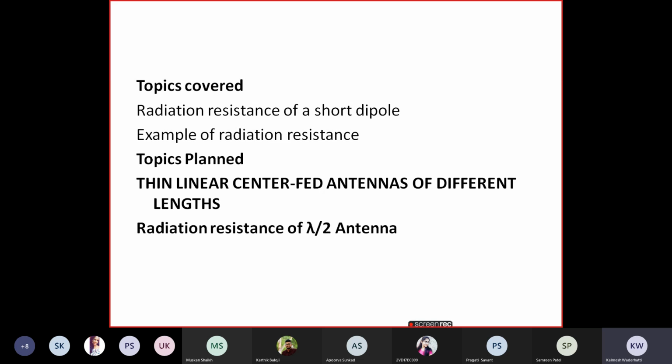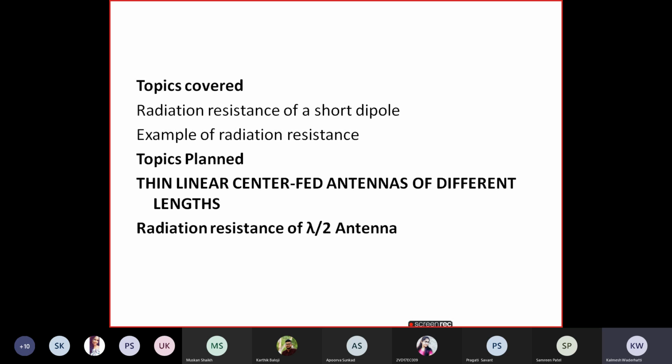For example, if L/lambda is equal to 1 by 10, the radiation resistance will be 7.9 ohm. Suppose L/lambda is equal to 1 by 2, the radiation resistance will be 197 ohm. That was discussed in the previous class. Today we have planned to discuss the thin linear center-fed antennas of different lengths, as well as the radiation resistance of the lambda by 2 antenna.